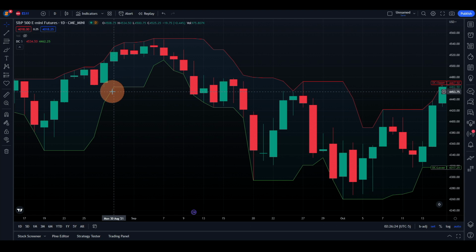Now, this pullback can be counted as 1 bar, 2 bars, 3 bars, 10 bars. It's all up to you. The more bars you put in, the fewer trades you will get. The fewer bars you count, the more trades you will get. So now you know that it is a mean reversion strategy.